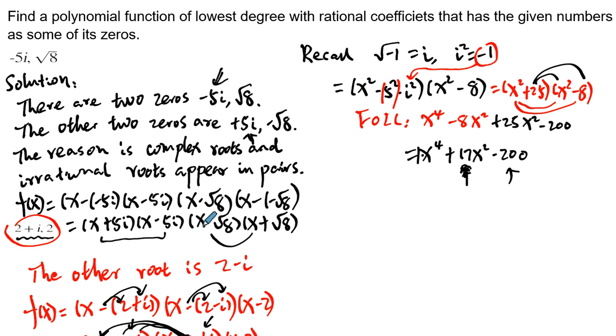And here is the same thing. X times x is x squared. X times positive radical 8, outer product. Inner product, x times negative radical 8, they will be cancelled. Okay? And then you have a negative radical 8 times positive radical 8, which will give you negative 8.